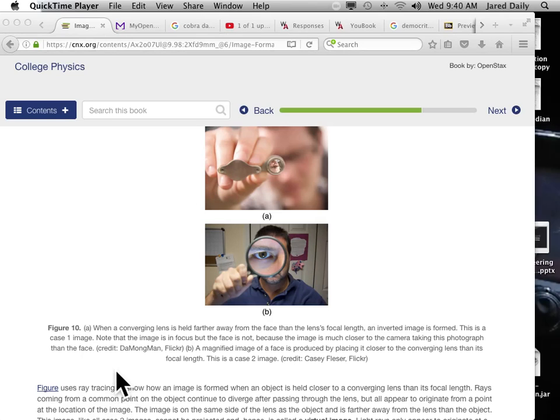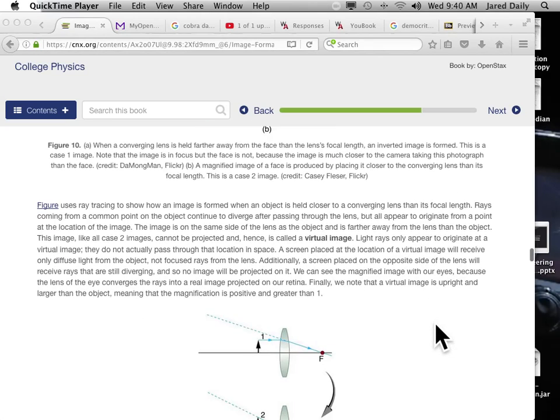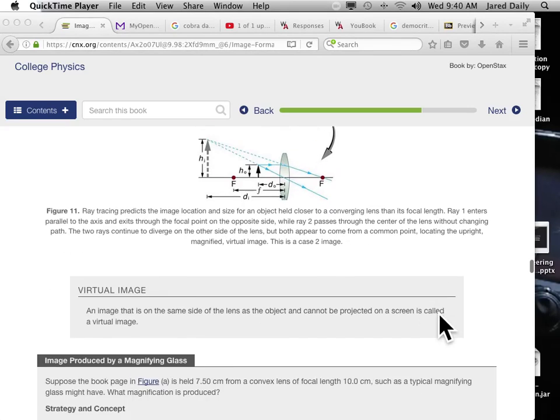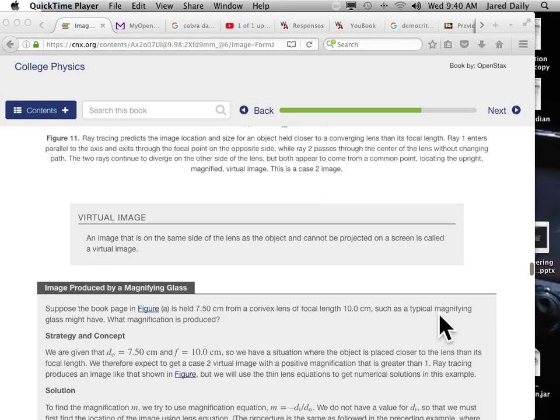But you're doing different things. In this case, the eyeball is inside the focal length. In this case, he's way outside the focal length. So how are we going to determine this?